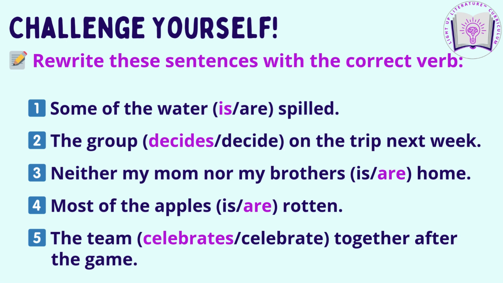The team celebrates together after the game. So the team is celebrating together as a whole team. So team is singular and celebrates is singular. And you'll notice that even though it's singular, it has that S at the end of the verb.